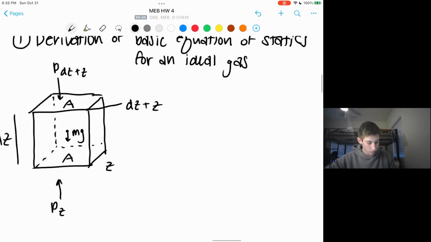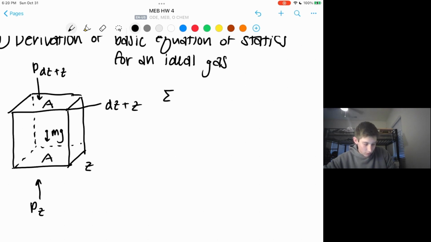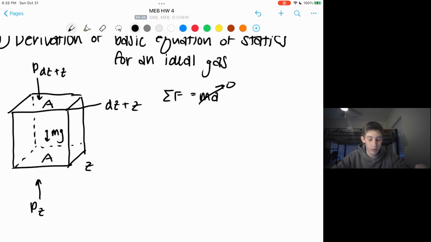We can do a net force equation, so the sum of the forces equals ma. We're going to consider that the acceleration is 0. For this situation, that's saying that this body is either moving at constant velocity or not moving at all.